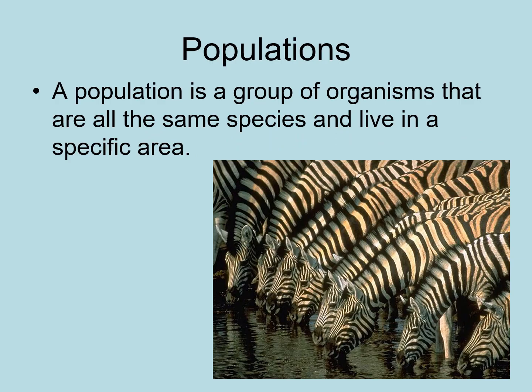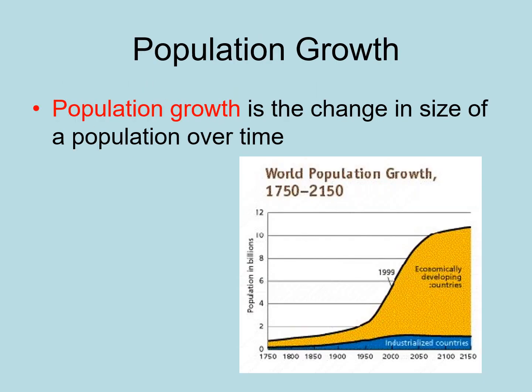Now, again, remember, a population is a group of organisms that are all the same species in one area. So, for example, we have a population of zebra. And when we look at population growth, we want to see how these species are surviving in that area. Do they have a boom? Are lots of these creatures dying off? And we look for an overall pattern as to their growth. So population growth is the change in size of a population over time.